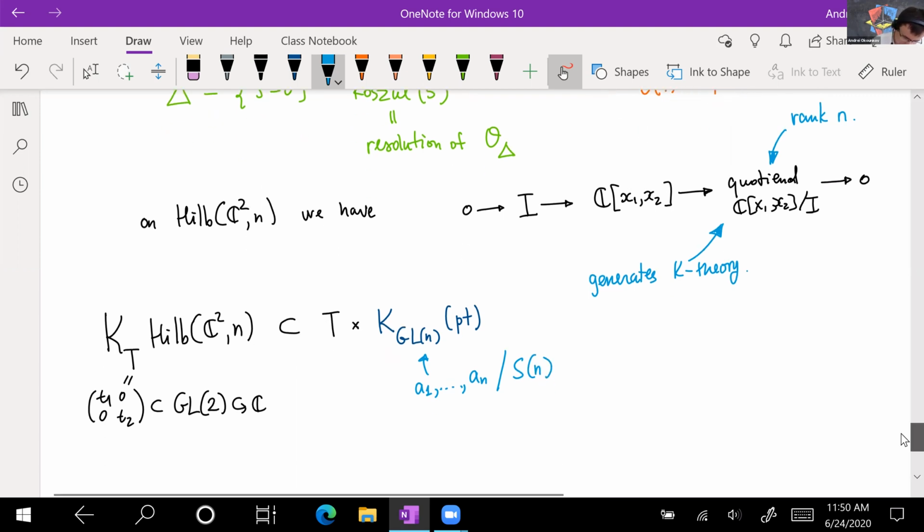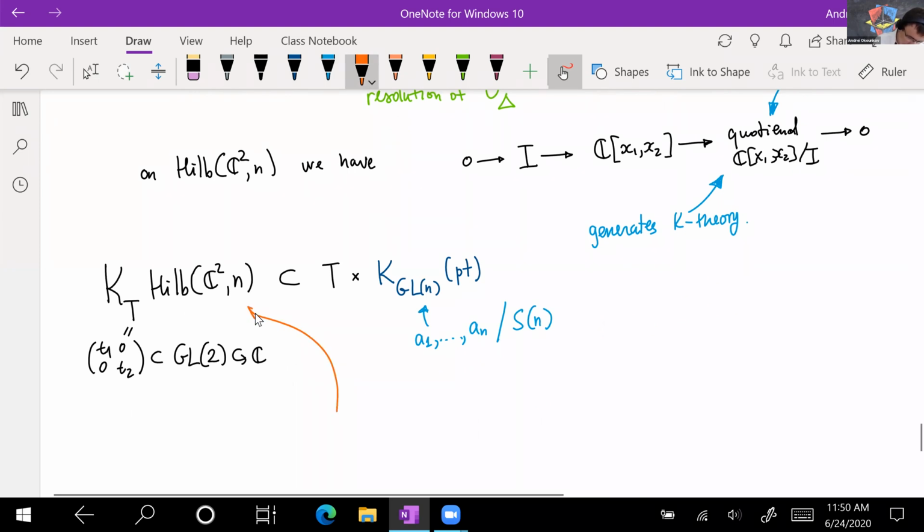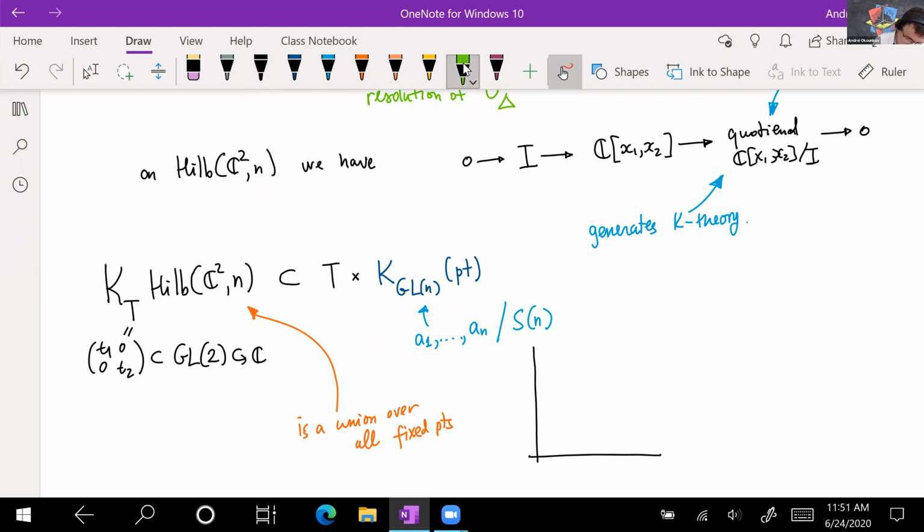And so then this thing is a union over all fixed points. And so now you need to know what the fixed points of my torus on the Hilbert scheme are. We've seen some elements of that at the very beginning of the lecture. These correspond to partitions, partitions lambda of size n.